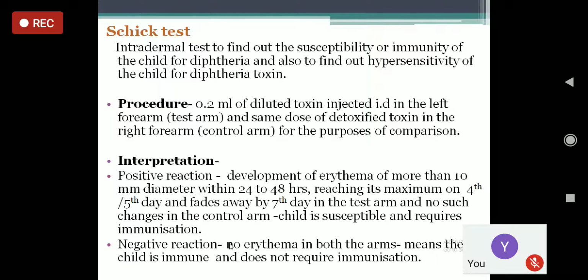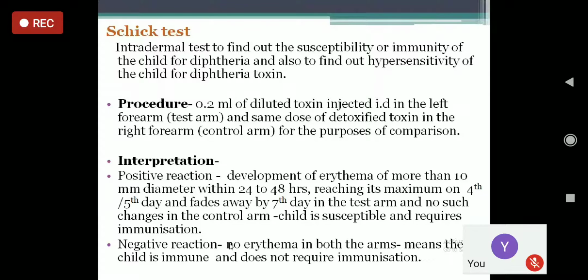So now how to diagnose the immunity status of a child? Whether the child is immune to diphtheria or not, or whether they need to be immunized or not. It is called the Schick test. It's written SCHICK, but the C they don't pronounce. They pronounce it as Shik, Shik test.